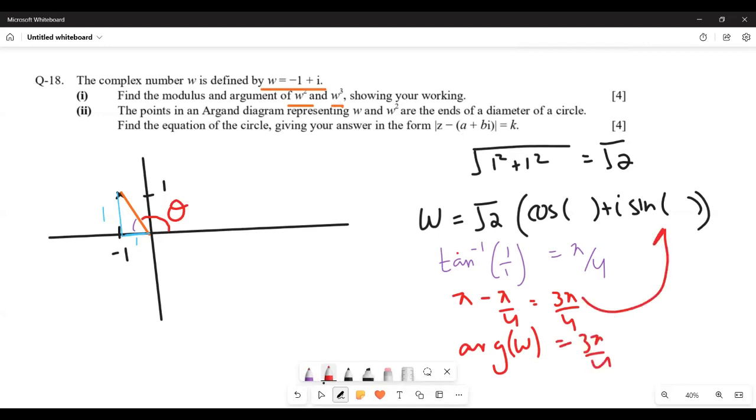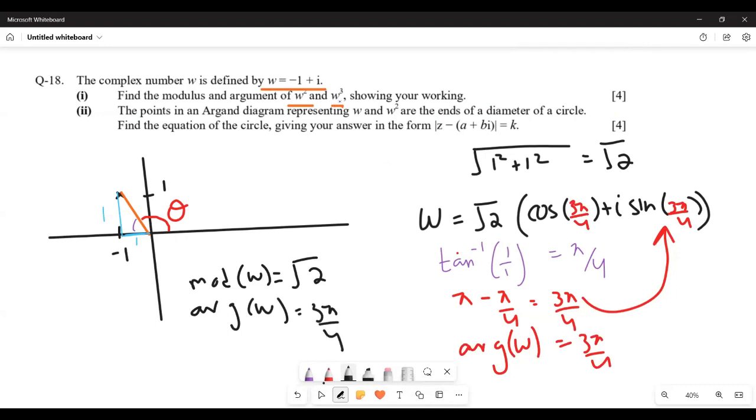Or you may write it here in polar form. By the way, there's no need for this at all. Just mention the modulus and argument. So your answer should be like this. Modulus of W is under root 2 and argument of W is 3 pi by 4. However, the question says find the modulus and argument of W square and W cube.